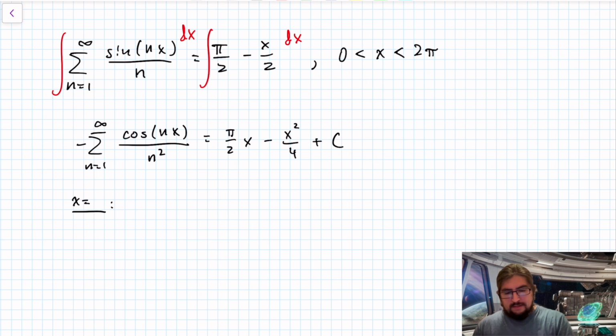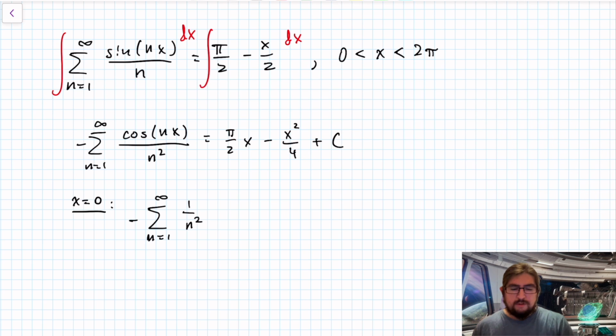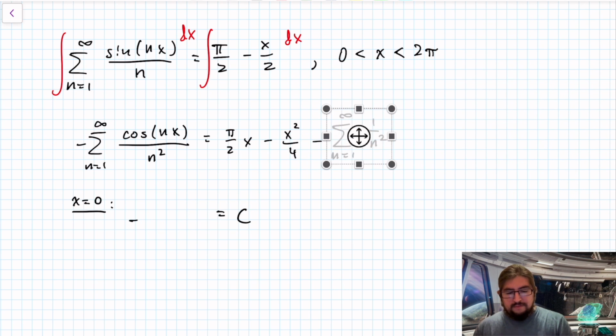Maybe I should say this. Sorry if I seem indecisive. But when x is 0, we get negative the sum from n equals 1 to infinity of 1 over n squared, because cosine of 0 is 1. On the other side, you just get c. So c is negative that value. Okay, that's the first thing. In fact, I want to know if I should just leave it like that or not. No, I'm not going to leave it like that. Let's actually just substitute it in. So c is equal to that, so let's just drag that over.